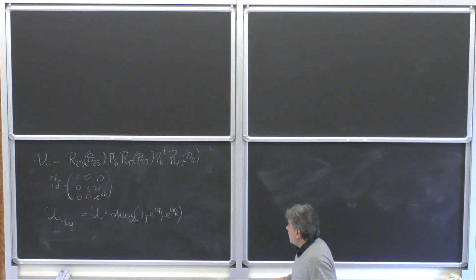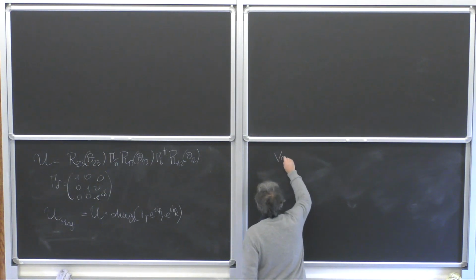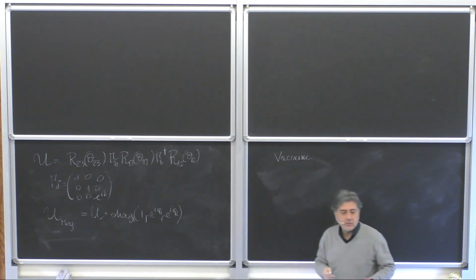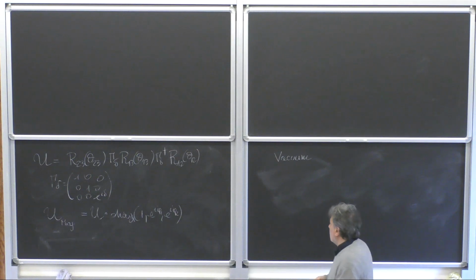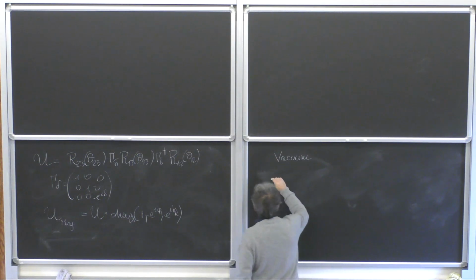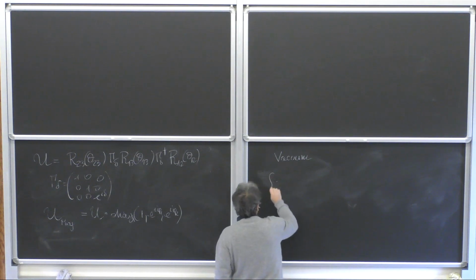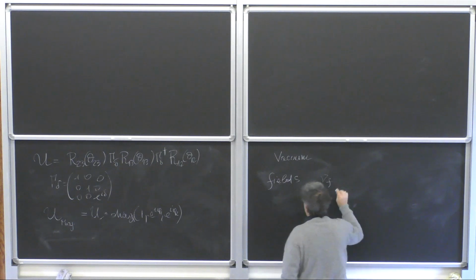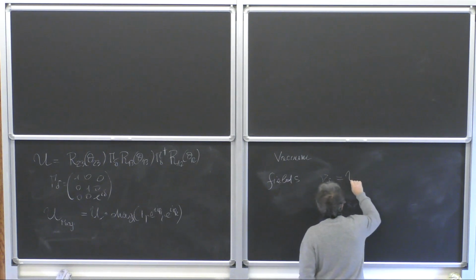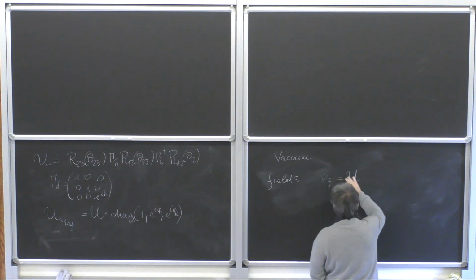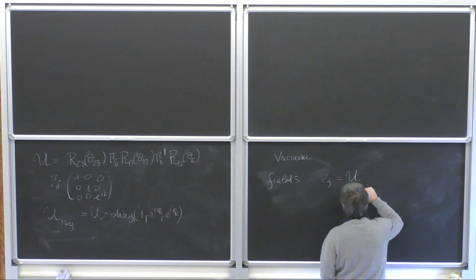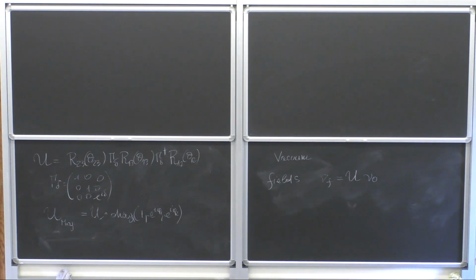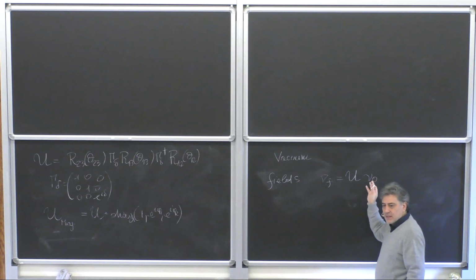Now we want to derive, in the case of vacuum, the formula for neutrino oscillations. Remember that we have defined, in the case of fields, the flavor fields as a rotation through the mixing matrix, a linear combination of the mass eigenstates.